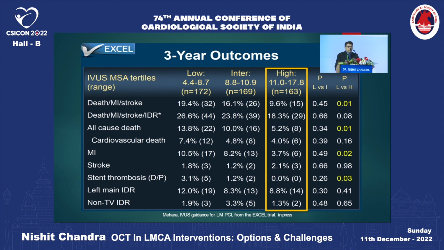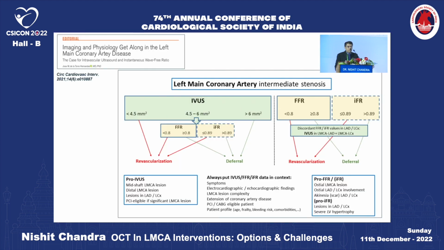What was the importance of achieving a higher MSA? You can see that in the higher MSA tertile, the death, MI, stroke, and target lesion failure were much, much lower than when the low MSA was achieved. Encouraged by these results, people have come out with exact criteria for left main intervention, when to do, when not to do, but these were IVUS criteria: less than 4.5 MLA, you should do the intervention, more than 6 millimeters, you should defer, and in between, you should take help of FFR.